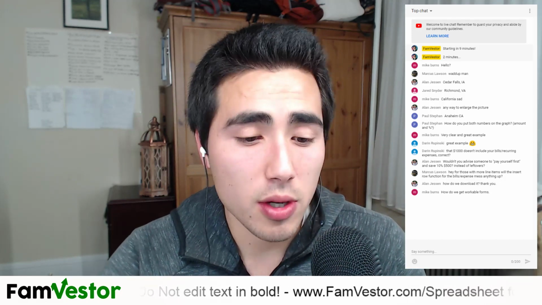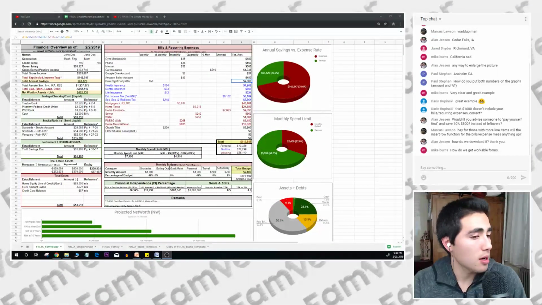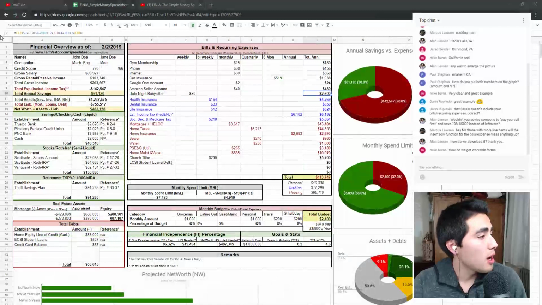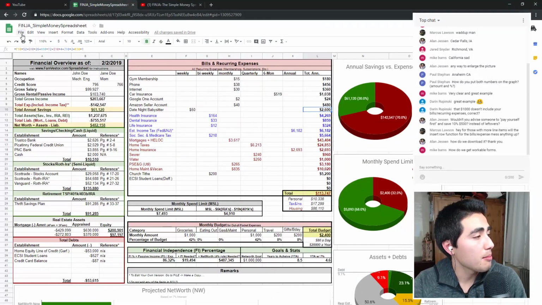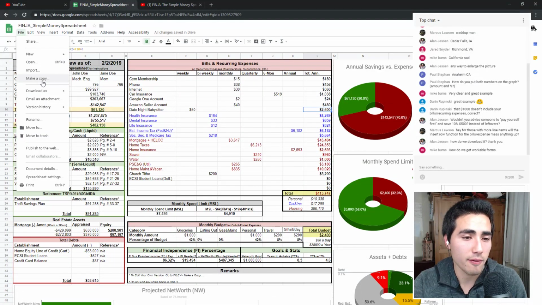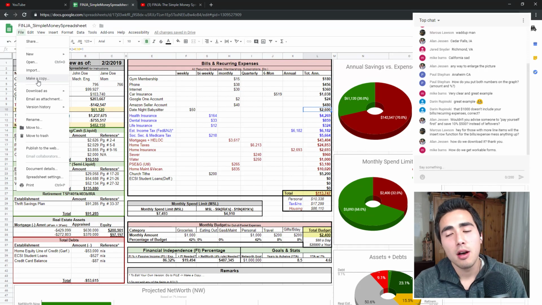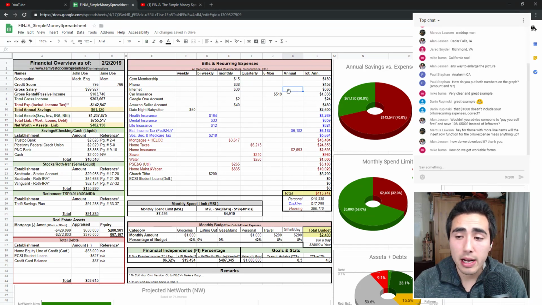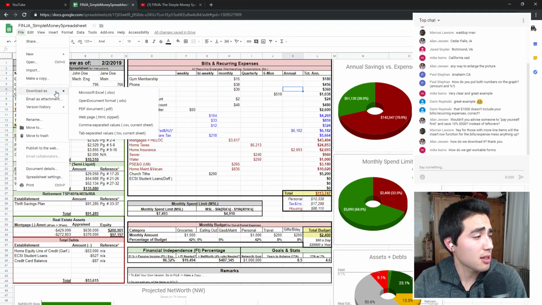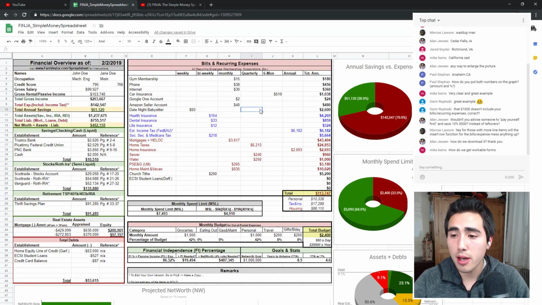And don't forget, when you go to that link, go to File, Make a Copy to start editing your own version. File, Make a Copy. Yeah, and you can just start editing it right there. And you can even download it as Excel. I tested it today. It seemed to work pretty good. So if you prefer Excel, you could just download as Excel. And that should work out pretty well for you.